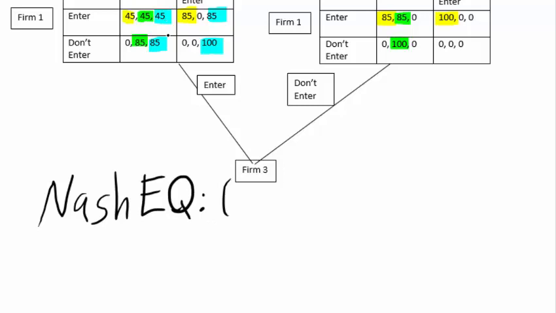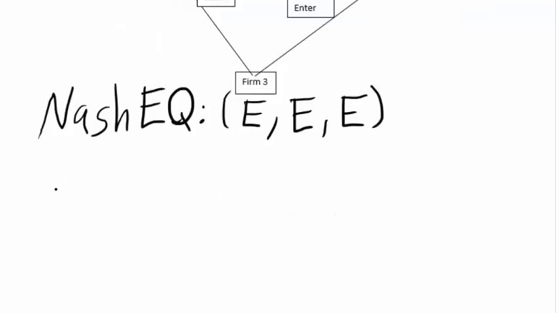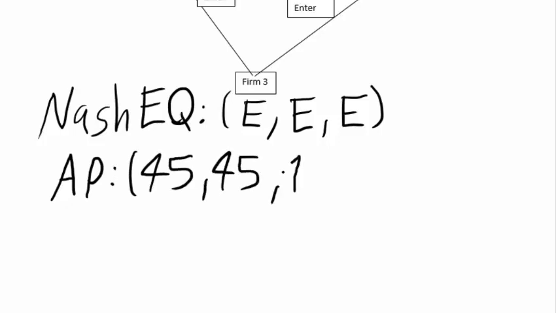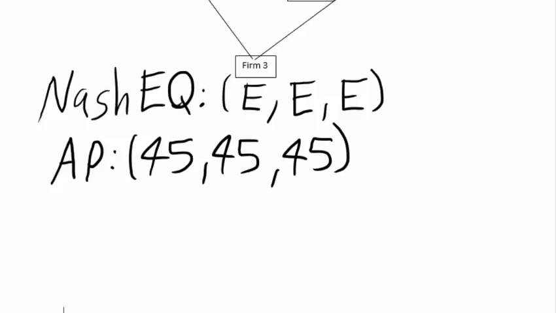Which is then the most likely outcome, which is enter, enter, enter. And if we were to write the associated payouts, it would be 45, 45, 45. And as discussed before, the dominant strategy for each firm would be to enter, and the dominated strategy for each firm would be to not enter.